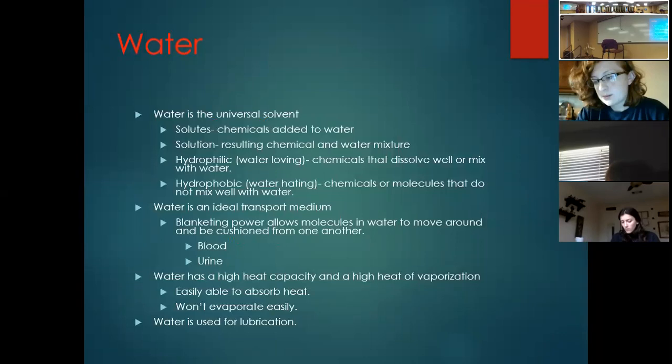Water really is the basis for everything we know as life. It is the universal solvent. Remember, the solvent was the term we used for the thing we're mixing stuff into. And it's a universal solvent because we can mix literally anything into water. Anything can be mixed into water.